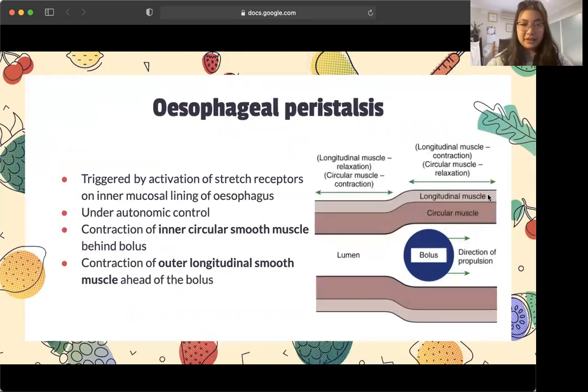Okay, so physiology. The esophagus has two layers of muscle that work in conjunction to move food from your mouth into your stomach. The inner layer of smooth muscle is the circular smooth muscle, and that contracts behind the bolus of food to prevent backflow. And then the outer layer of muscle, which is longitudinal smooth muscle, works ahead or around the bolus, because it contracts, and so the bolus can move forward a little easier.